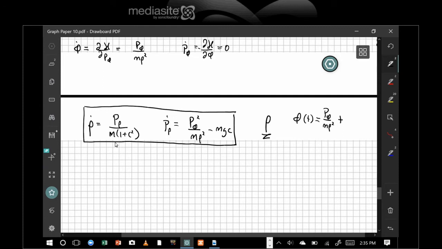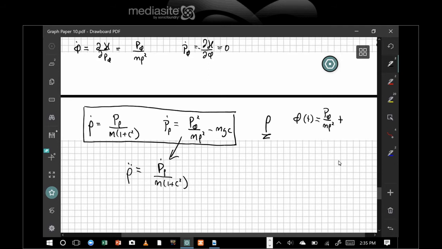If you don't like that, then you can take P dot or rho dot, and say that rho double dot is equal to P sub rho dot over m(1 plus c squared), and then you stick this into there, and you get a second order differential equation all in terms of rho that you can solve. Okay, so that's the problem.